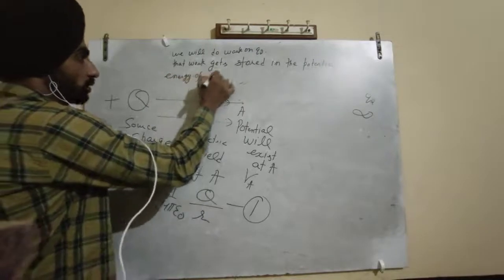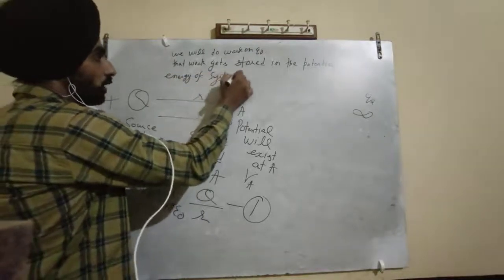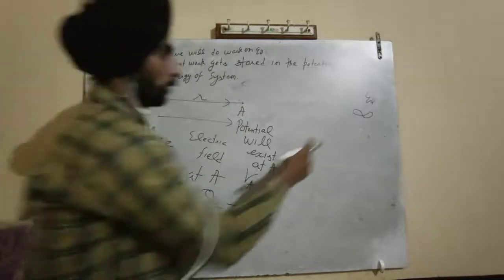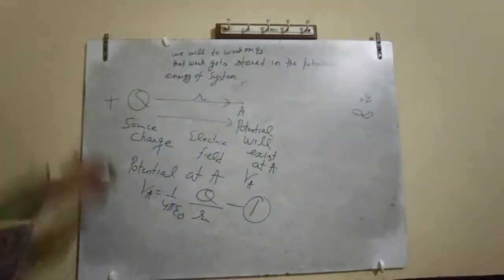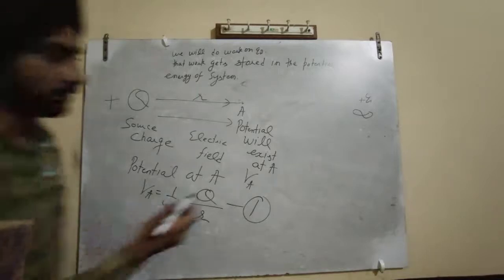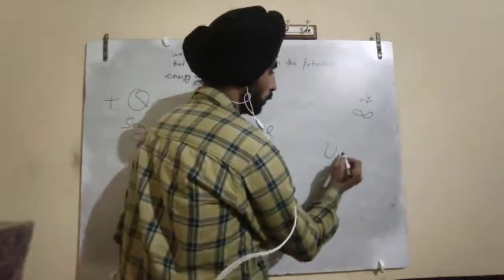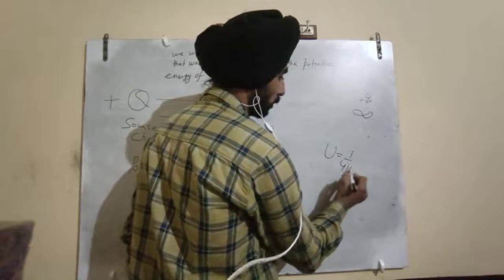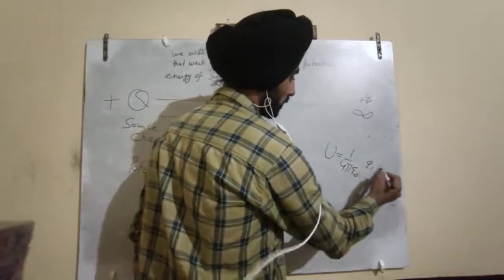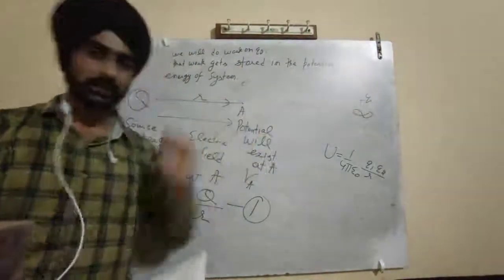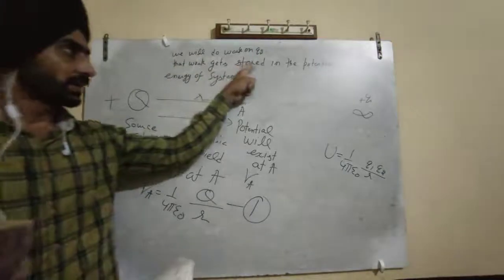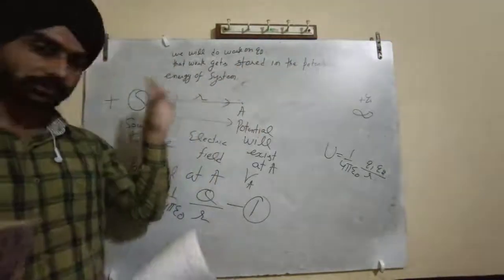Of the system. So what is here is the system, big Q and small q. They are making a system. And we have already calculated the value of potential energy for a system of 2 point charges, that is 1 upon 4 pi epsilon naught, first charge, second charge, and the distance between the two charges. So we have done the work on Q2 to bring it to A. Work will get stored in the form of potential energy, that is confirmed.